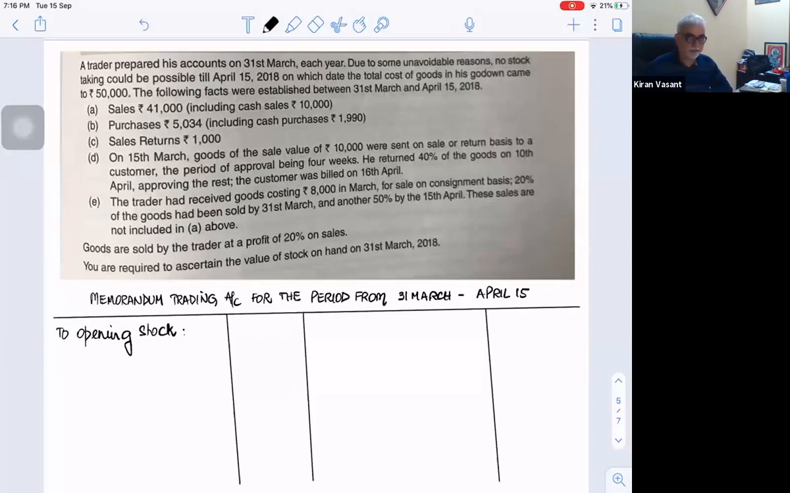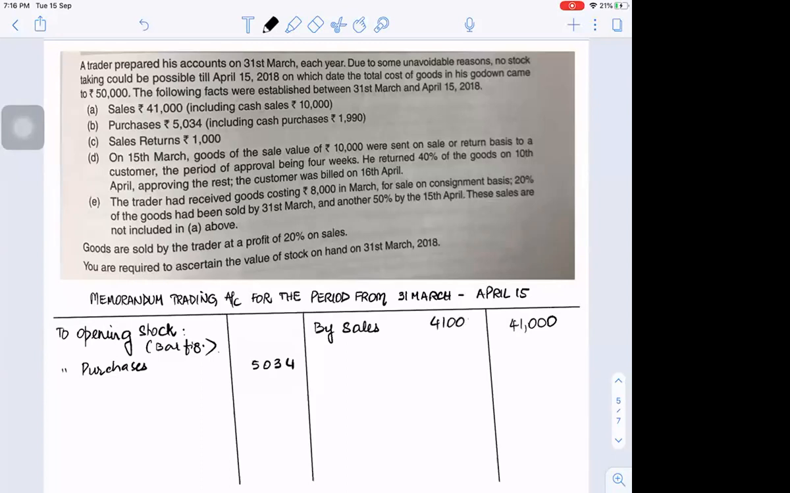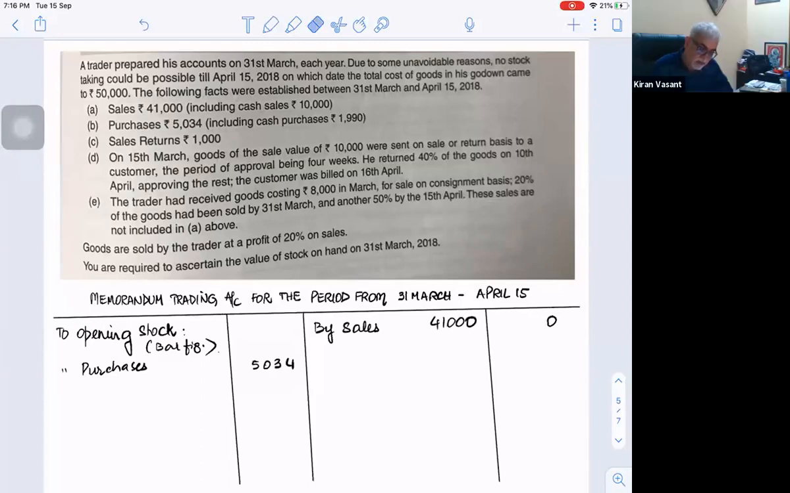To opening stock. What is this? This is the answer I'm looking for. Balancing figure. Okay? Sales. Whether it is cash sales or credit sales, what is your problem? It is sales. Purchases. Is this clear? Yes, sir. Sales returns. Sorry, I will reduce the sales returns now.